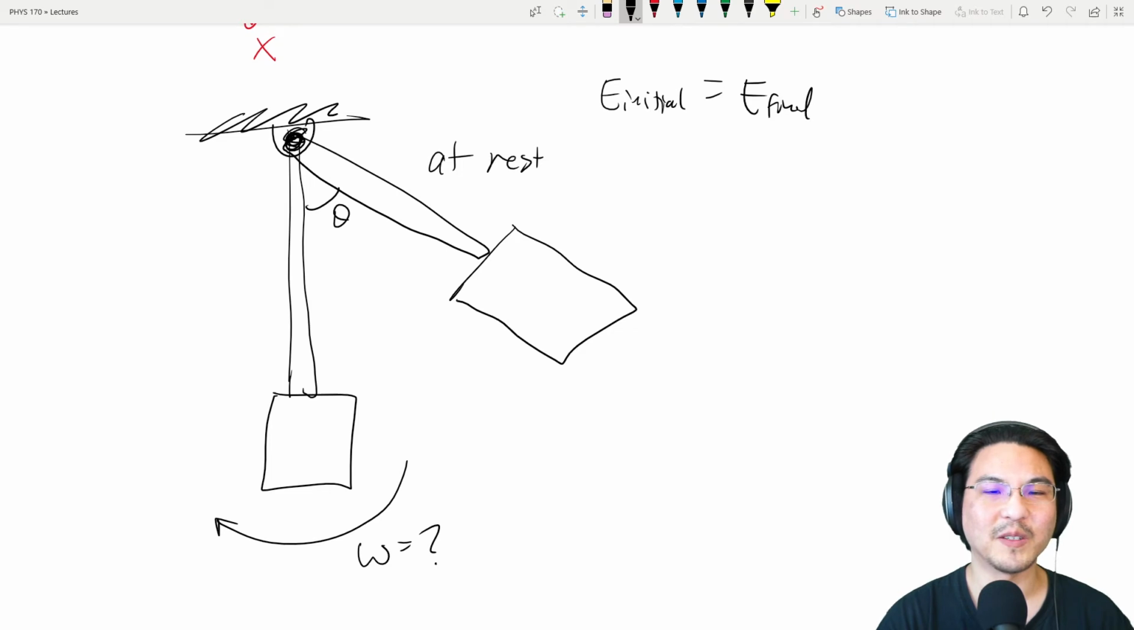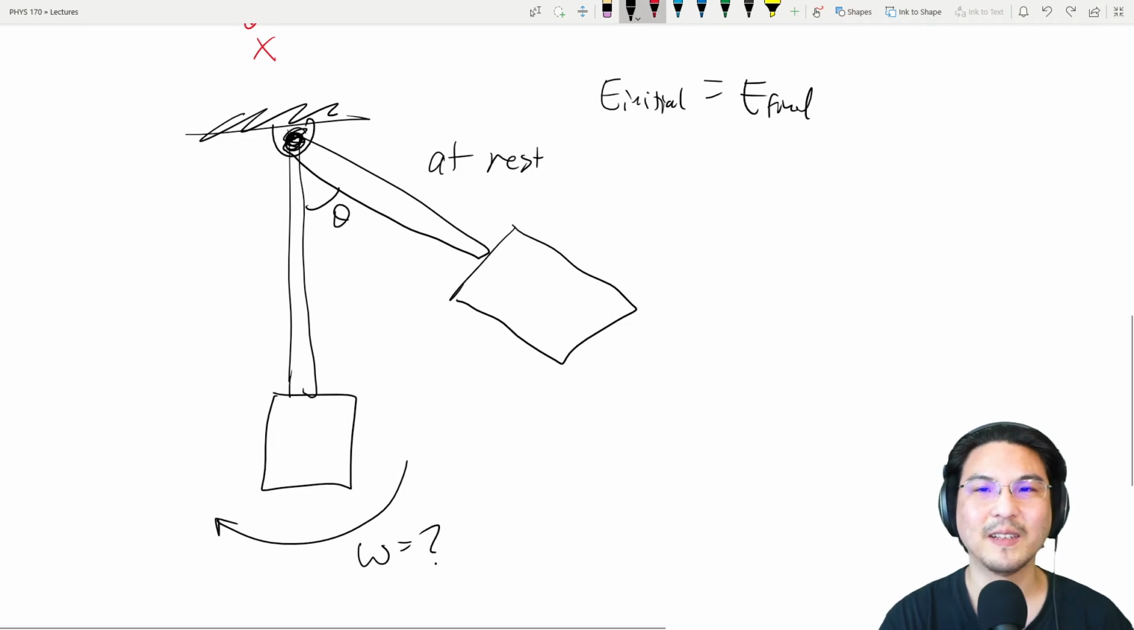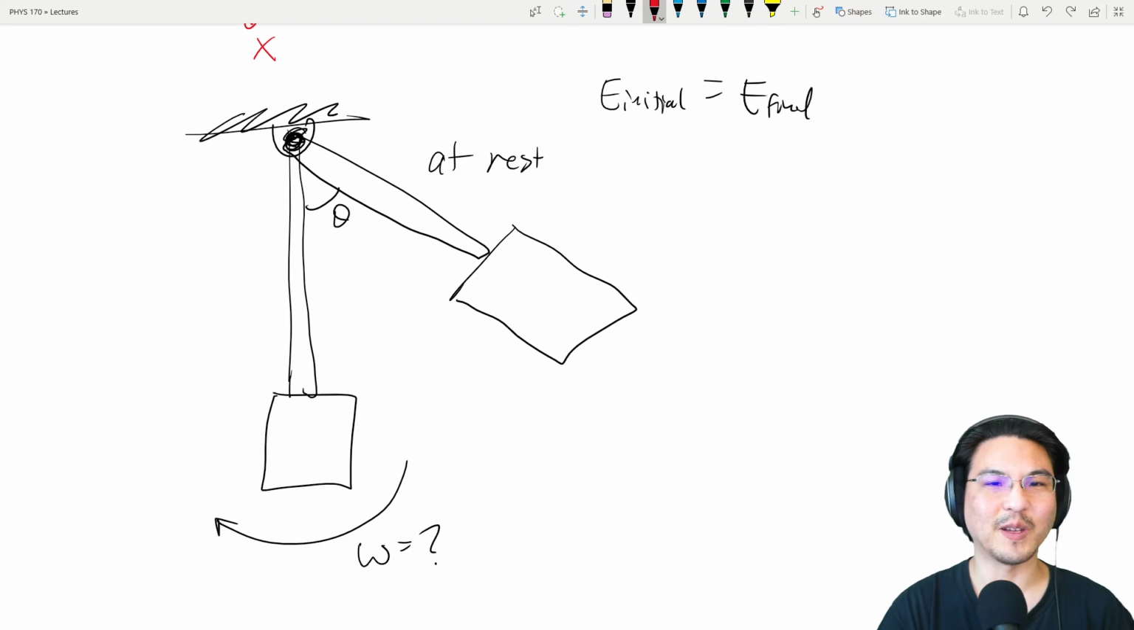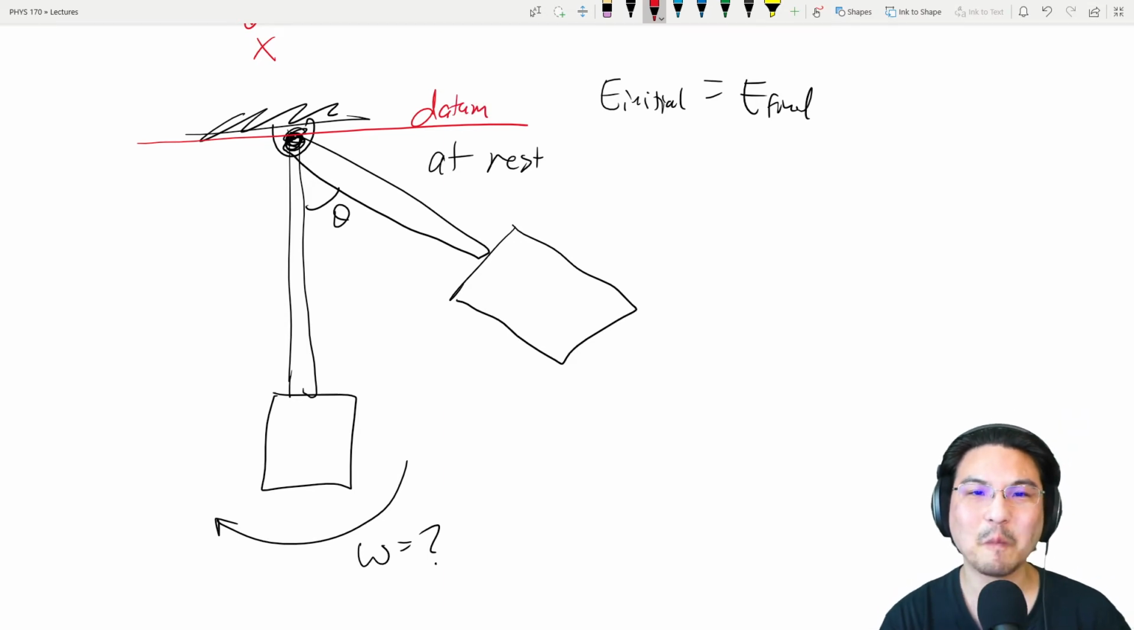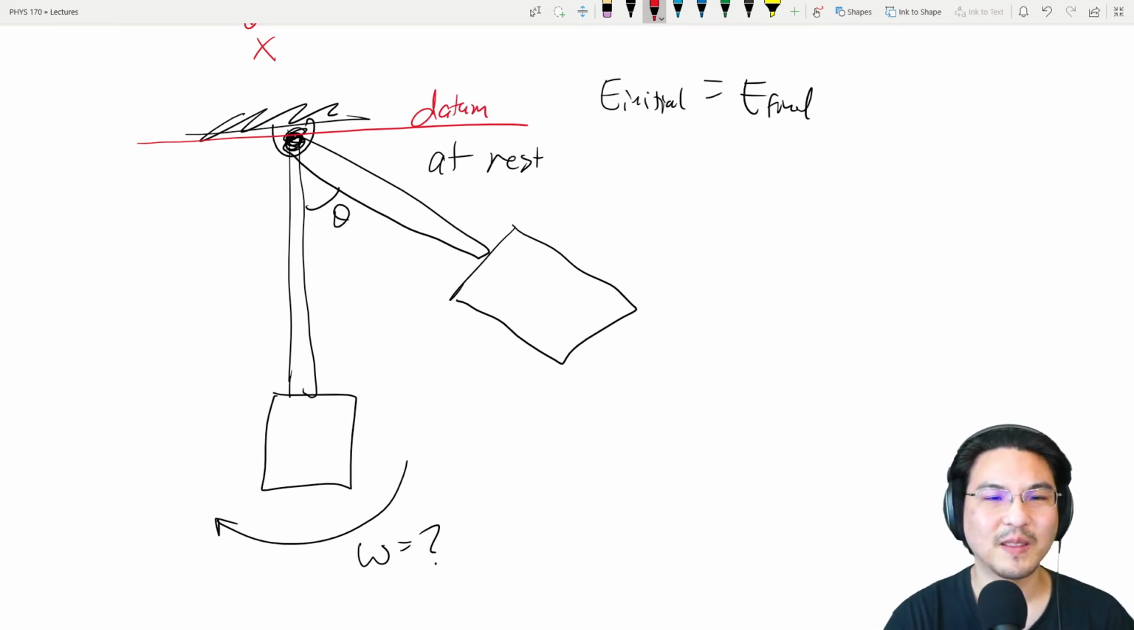Okay, so how much energy initially at rest over here? So it's at rest, no kinetic energy, only potential energy. But how much gravitational potential energy depends on where we pick the datum. So totally up to you. How about I just pick one datum over here, just to make it simpler to explain. So for the bar, the center of mass is here. For the slab, the center of mass is here.